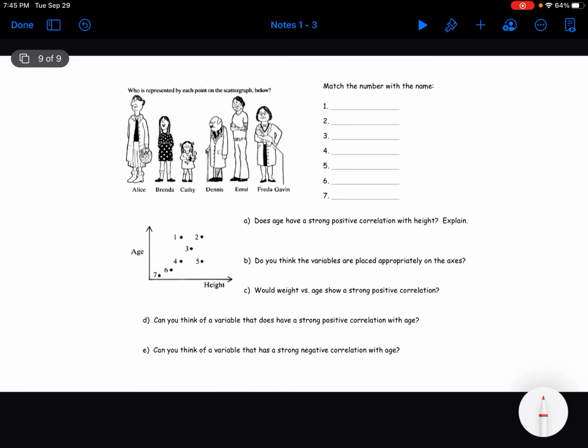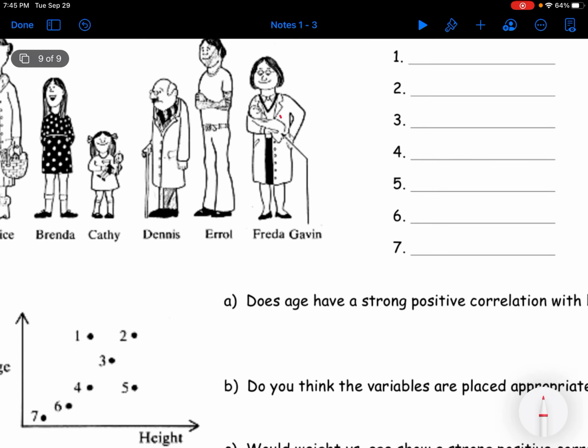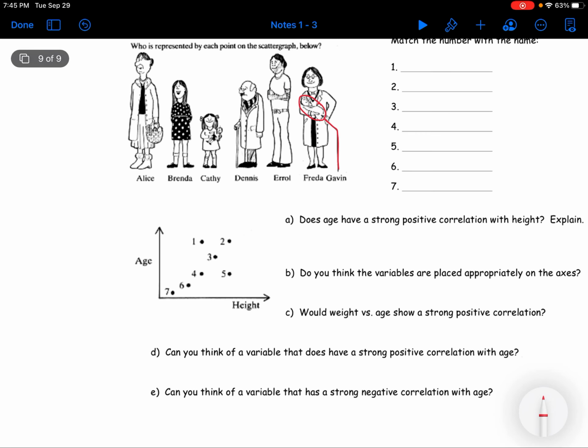Last thing, so we're going to now interpret this scatter plot we've got here. We've got age and height. We've got 7 people sitting there: Alice, Brenda, Kathy, Dennis, Earl, Frida, and Gavin. Now, Gavin is hard to see. Gavin's this little baby. There's Gavin. So we'll do that. All right.